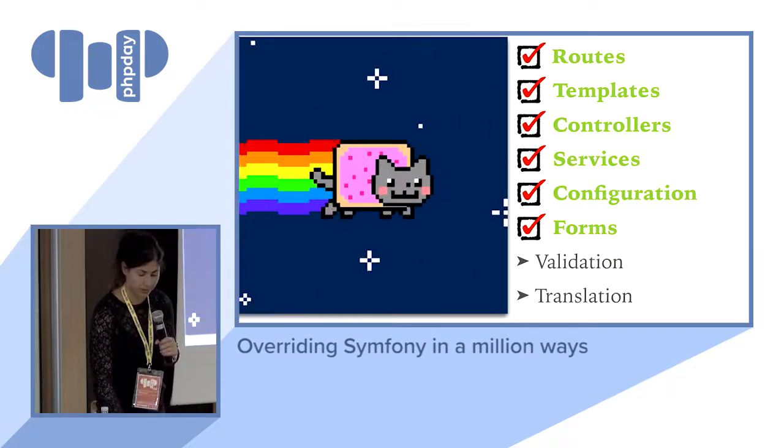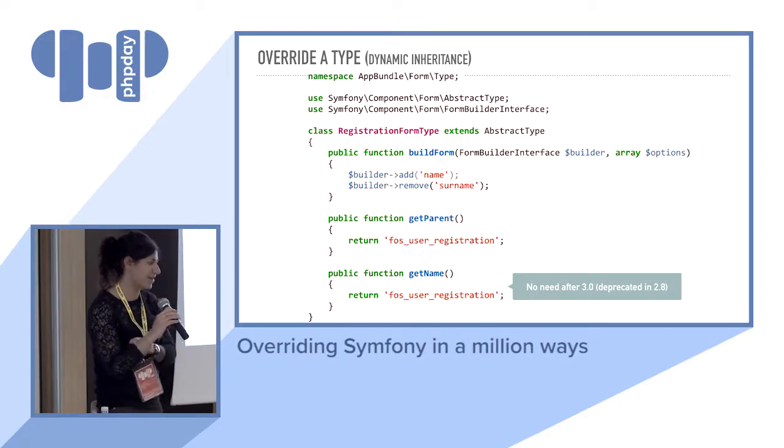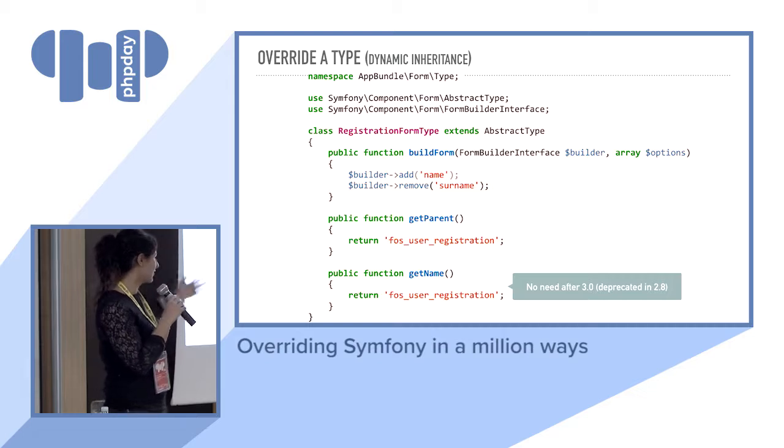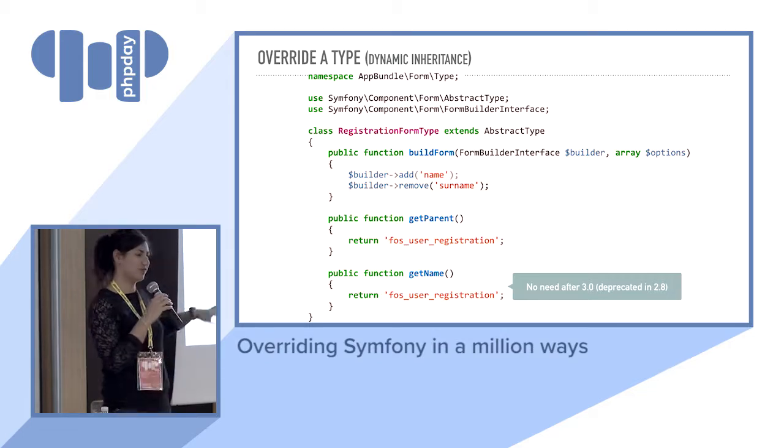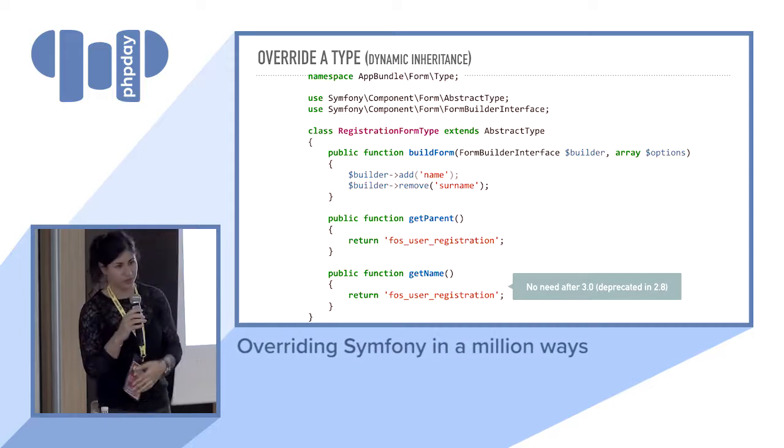Forms. You actually have two options again. I wasn't sure before the conference because you have some differences that appeared between 2.x and 3.0. You know that.